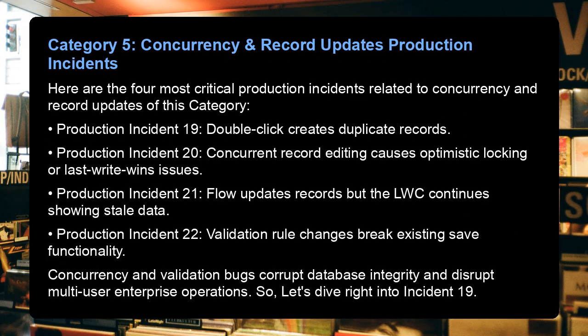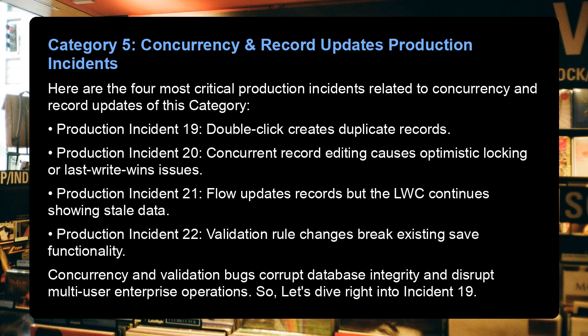Category 5, concurrency and record updates production incidents. Here are the 4 most critical production incidents related to concurrency and record updates of this category. Production Incident 19. Double-click creates duplicate records. Production Incident 20. Concurrent record editing causes optimistic locking or last write wins issues. Production Incident 21. Flow updates records but the LWC continues showing stale data. Production Incident 22. Validation rule changes break existing save functionality. Concurrency and validation bugs corrupt database integrity and disrupt multi-user enterprise operations.